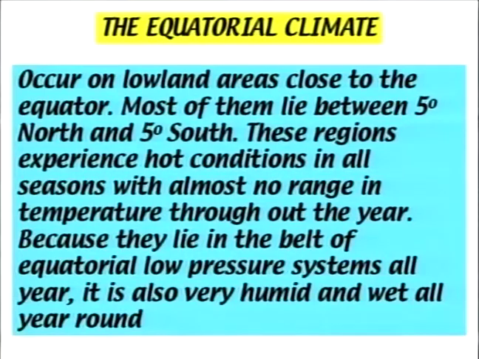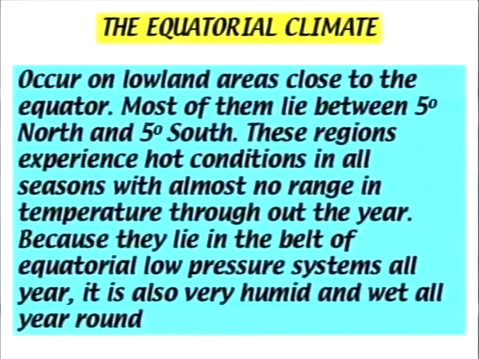Another important characteristic of this climatic type, the equatorial climate, is that because they lie in the belt of equatorial low pressure systems, it is also very humid and wet all year round. You remember the work we did on pressure belts? The doldrums. The doldrums is right where the equator is. The doldrums is a low pressure belt. Because the air rises, it creates an area of low pressure. And low pressure is always associated with rainfall or precipitation.